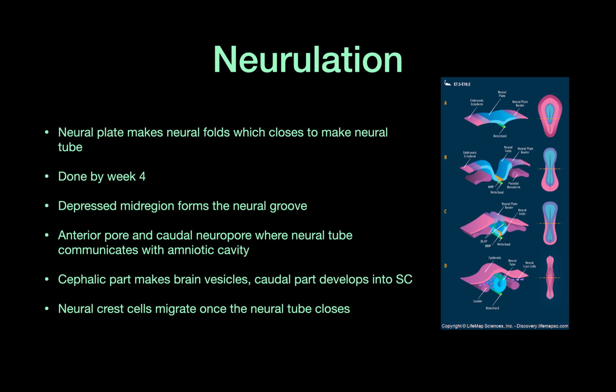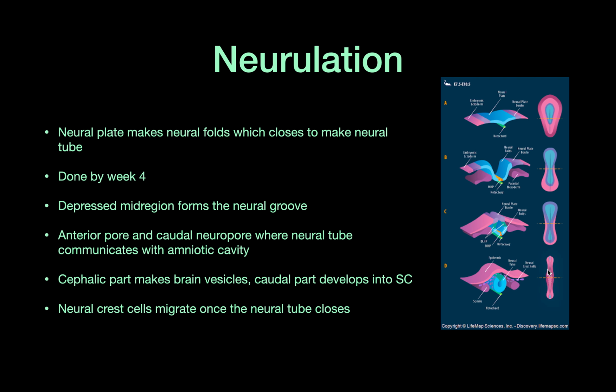Okay, so neurulation. The neuroplate makes the neurofolds, which close to make the neurotube, and this is all finished by week 4. The depressed mid-region forms the neurogroove, and the anterior and caudal neuropores are where the neurotube communicates with the amniotic cavity. And the cephalic part will go on and make the brain vesicles, while the caudal part will develop into the spinal cord. The neural crest cells will migrate once the tube has closed.